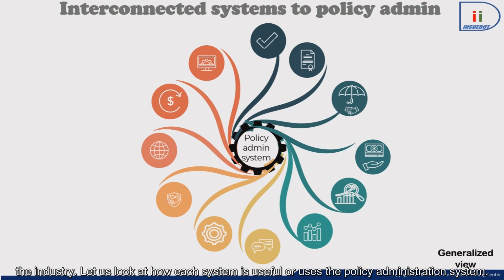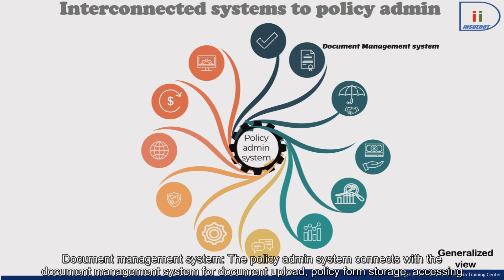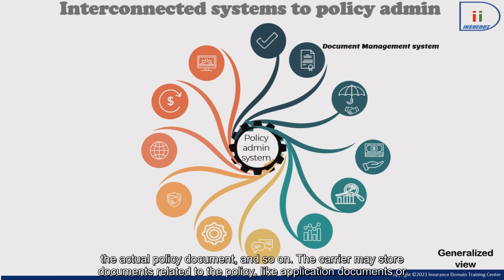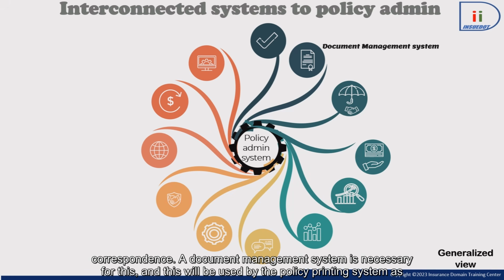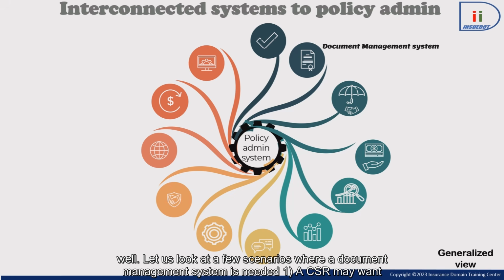Let us look at how each system is useful or uses the policy administration system. Document management system. The policy admin system connects with the document management system for document upload, policy form storage, accessing the actual policy document, and so on. The carrier may store documents related to the policy, like application documents or correspondence. A document management system is necessary for this, and this will be used by the policy printing system as well.